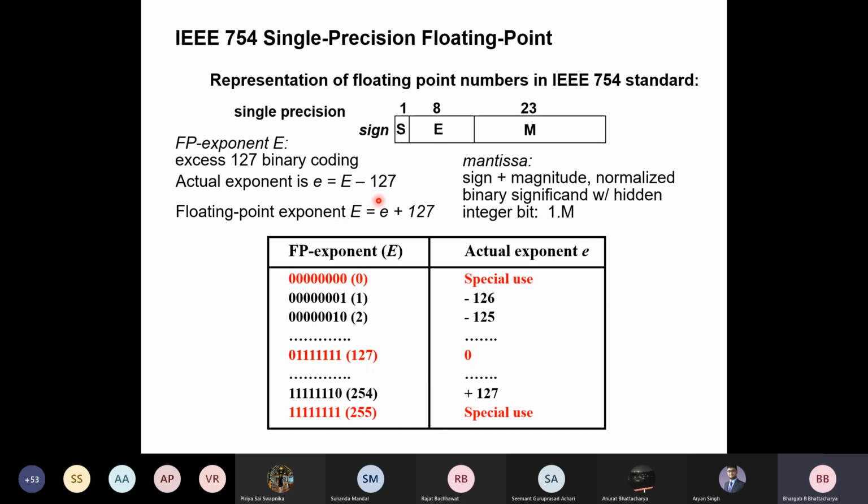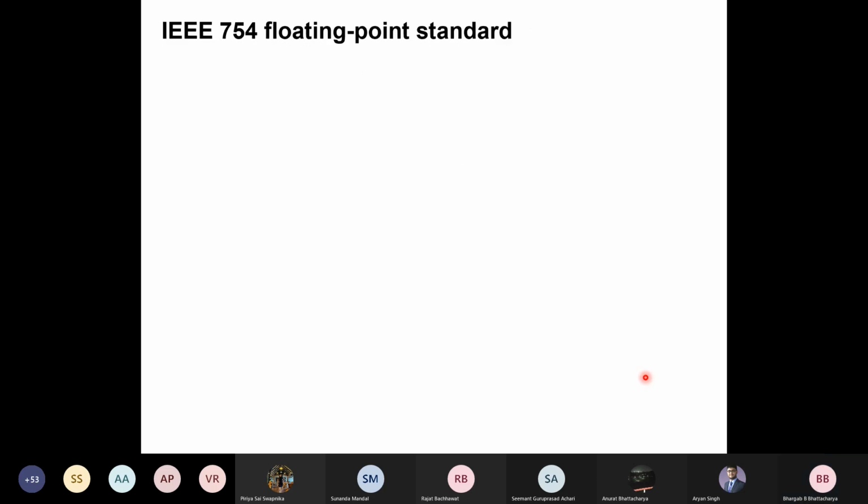all 0 would represent minus 127, right? But that's not allowed. We block this in order to represent 0. Similarly, we have special use here. We discuss that.